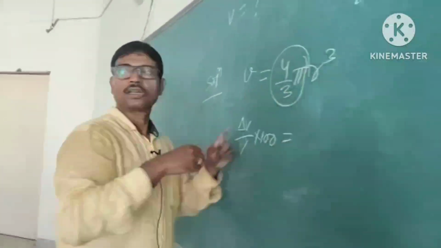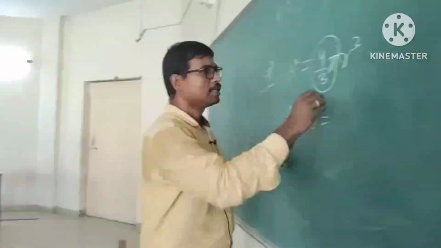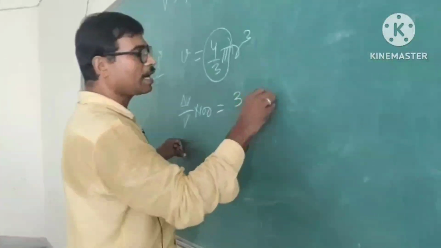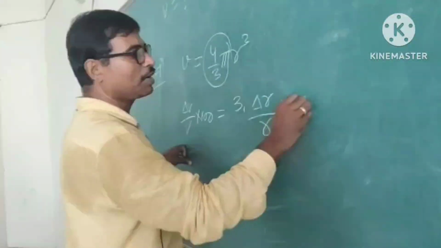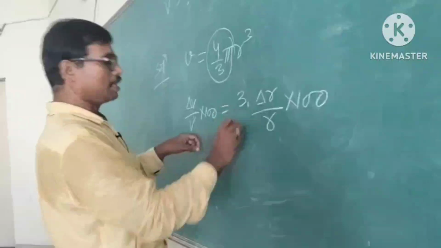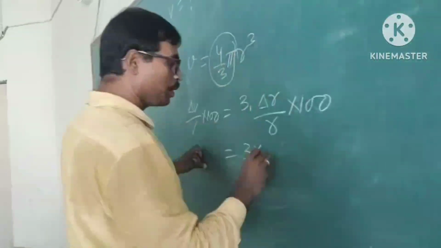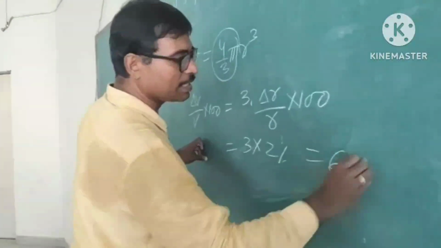constant term. So you will neglect that one. This is 3 into delta R by R into 100. So that is given 3 into, it is given 2%, so it is 6%.